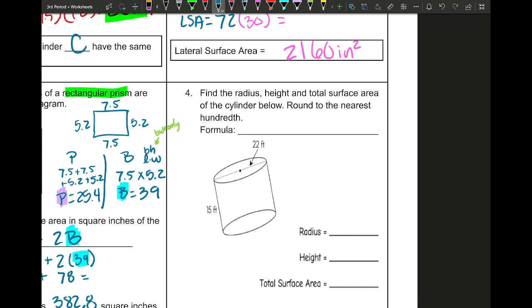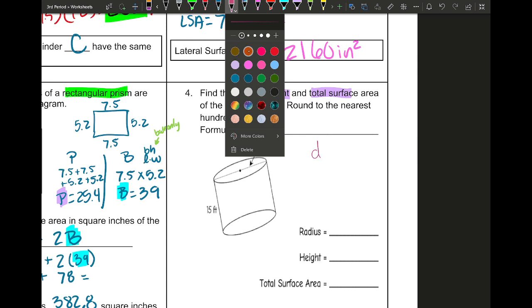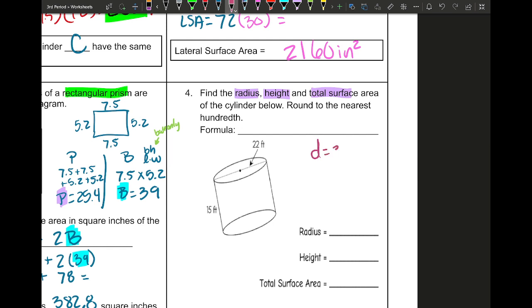Number 4 says find the radius, height, and total surface area of the cylinder below. Round to the nearest 100. So the formula, we need the radius, the total surface area, and the height. Some of this is already given to me, okay? So my radius, what do I know about this cylinder? Do I know the radius or diameter? The diameter is 22, so my radius is going to be 11. So my diameter is 22. That means radius is half of that, which is going to be 11.